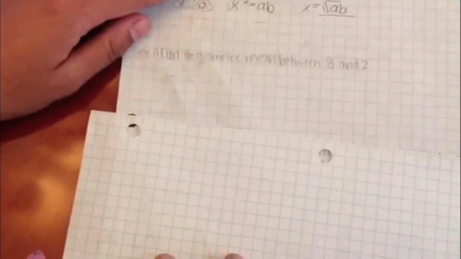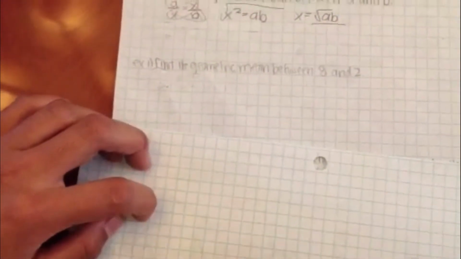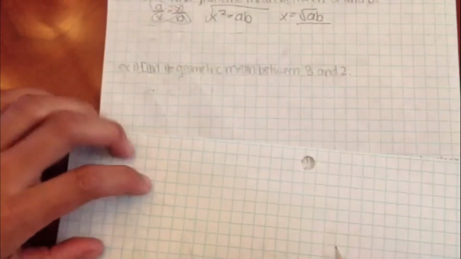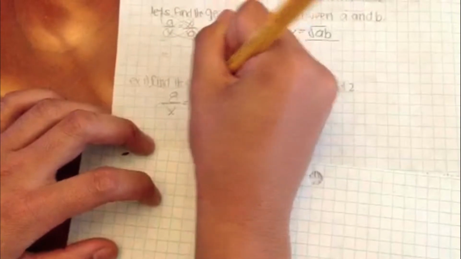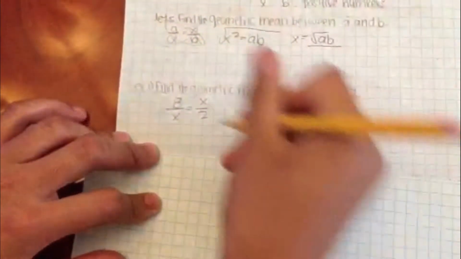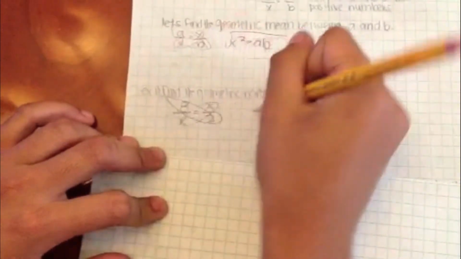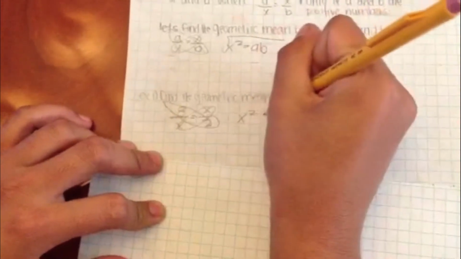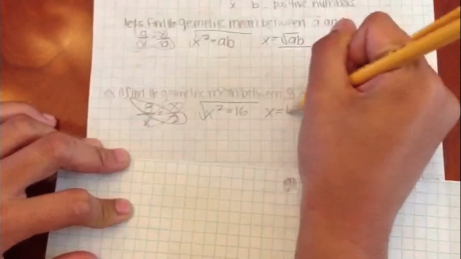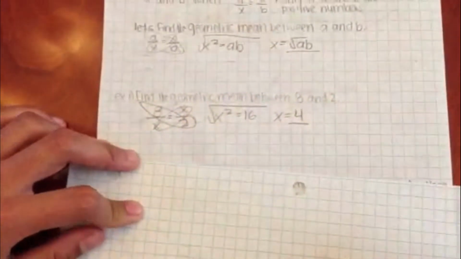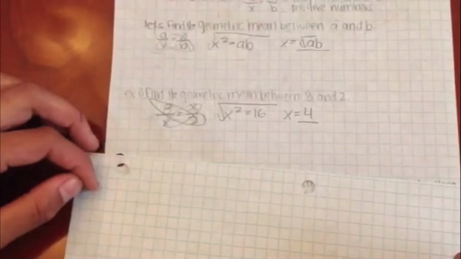Let's try another example. Find the geometric mean between 8 and 2. So it's 8 over X equals X over 2. Cross multiply, making it X squared equals 16. Find the square root. X equals 4, and 4 is your geometric mean. Easy enough?